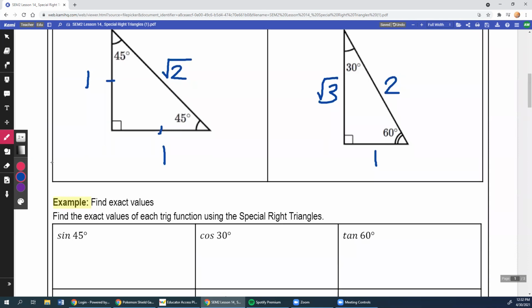So here we go. So it says find exact values. And I definitely want to make mention what it means with exact values. No decimals. You are going to be keeping your answers either as a fraction or with square roots. And you have to simplify your square roots. So no taking them into decimal format. So here, they want us to find the sine of 45. So you come up here, your 45.